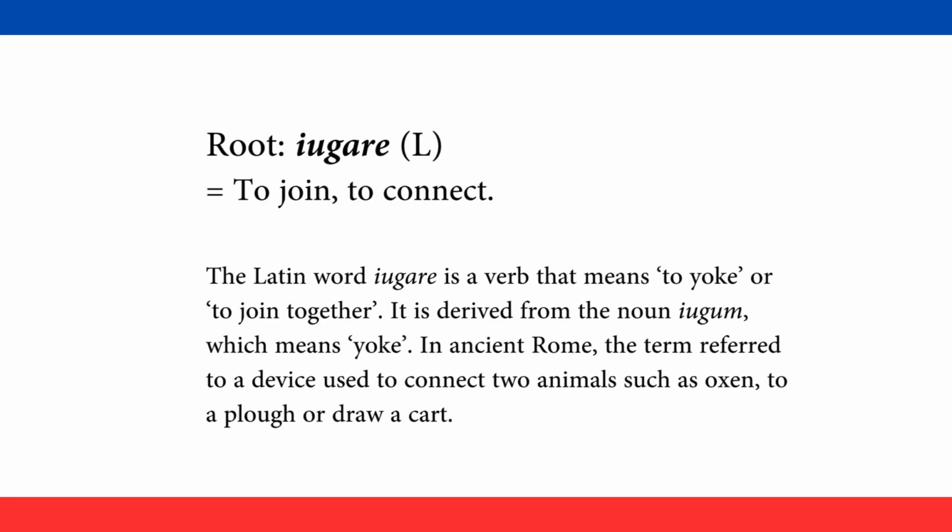The next root is iugare. Latin word that means to join, to connect. The Latin word iugare is a verb that means to yoke or to join together. It is derived from the noun iugum, which means yoke. In ancient Rome, the term referred to a device used to connect two animals such as oxen, to a plow or draw a cart.